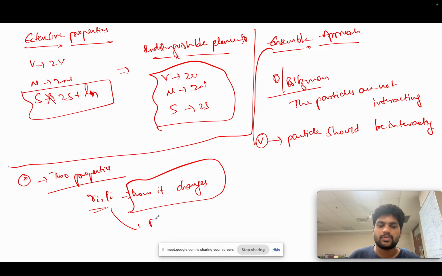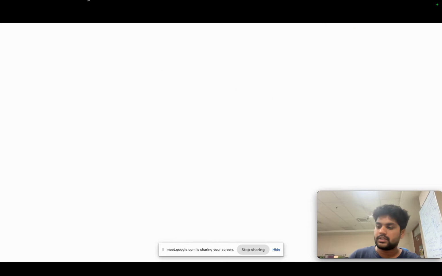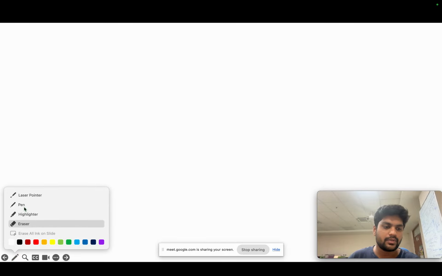So we all know that ensemble was developed by Maxwell Boltzmann and primarily by Gibbs. So what we have done was, say suppose at time t equal to 0. I'm just brushing up whatever we had discussed in the last class so that from there we will continue.